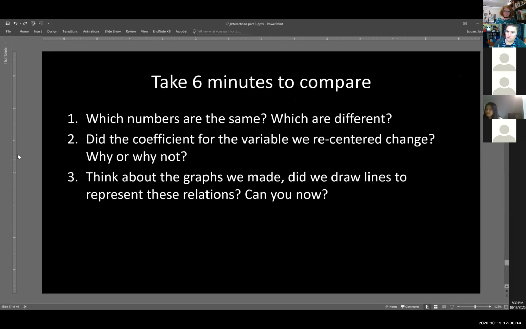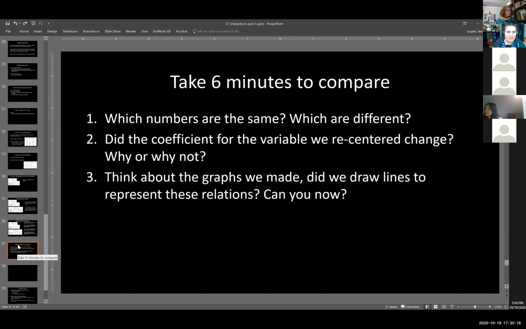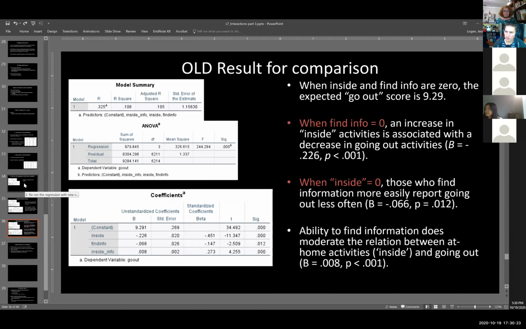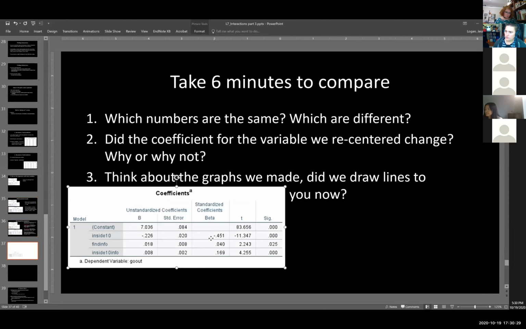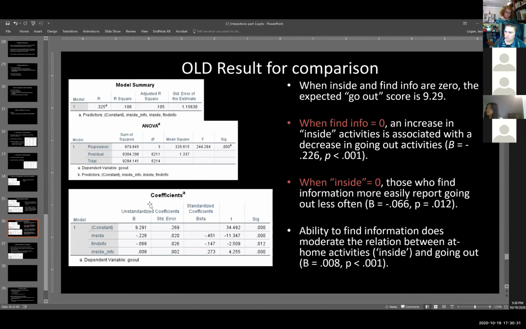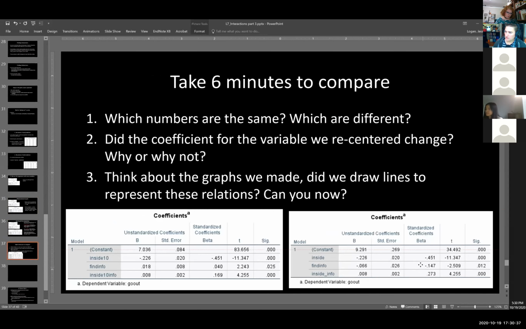I actually don't know that I can do that. You have access to this PowerPoint, right? So you could potentially go back and forth. I already told you that these 2 don't change. So I'm going to give you these 2. Oh, I can do it. Sweet. So I have inside centered at 10, and then I have inside not centered.